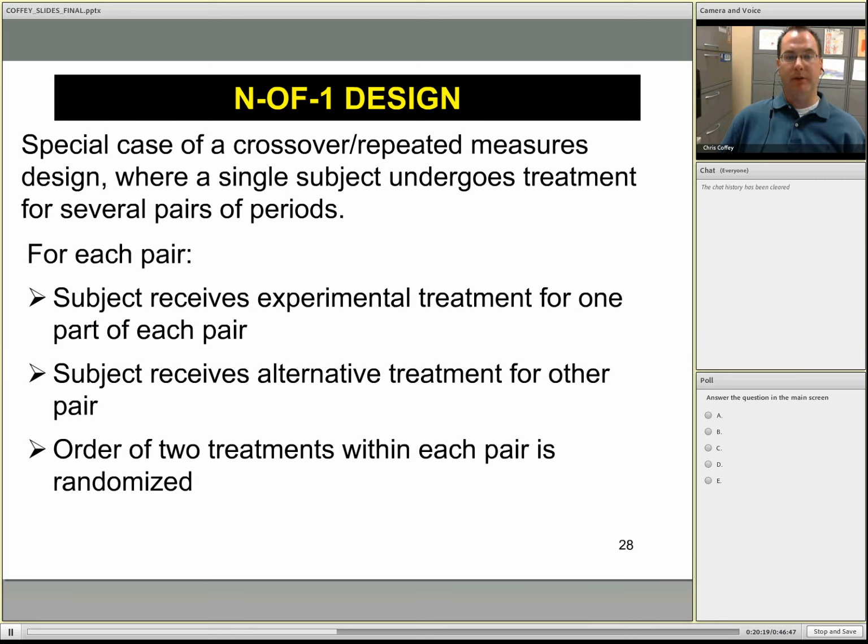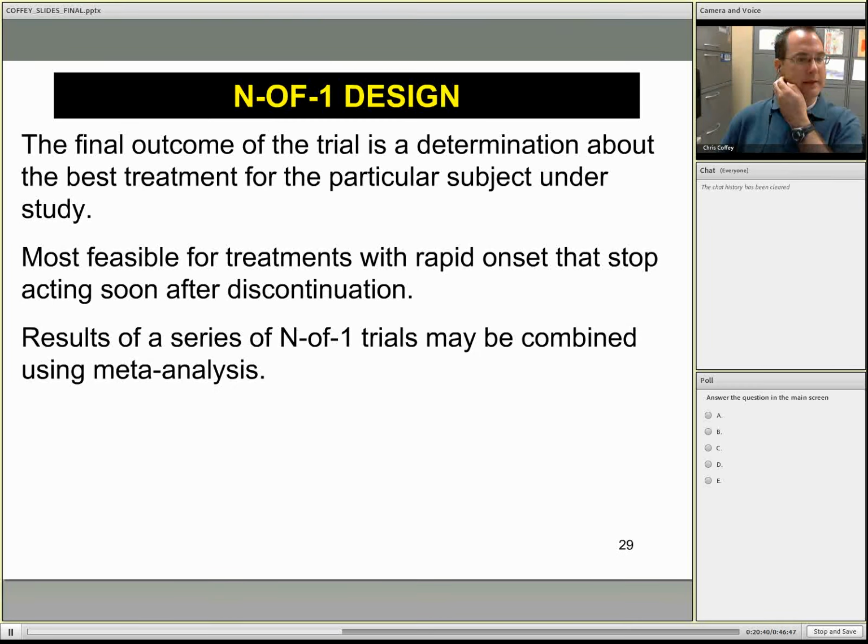Each subject receives the experimental treatment for one time period of each pair and the control for another time period of each pair. And they may have multiple pairs of treatment periods in which they rotate from one to the other. Within each pair, the order of the treatment is randomized much in the same way that you would randomize groups of subjects in the crossover design. That then gives you the chance to take into account the correlation within an individual subject, look at how that subject has done when they were treated versus when they're on placebo, and make determinations based on how the multiple time periods for that subject compare.